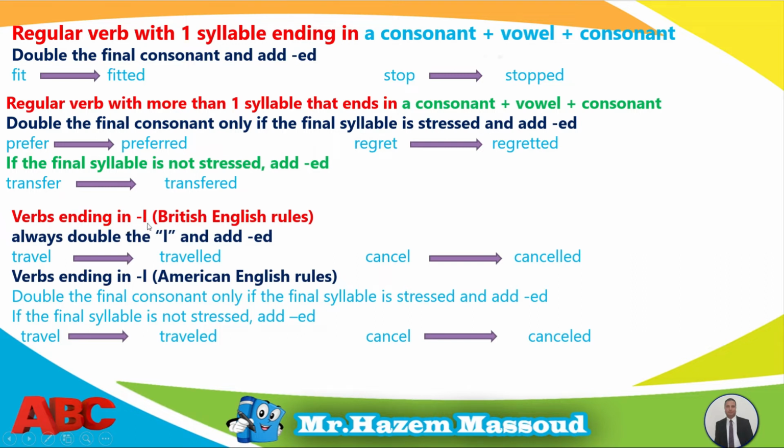Verbs ending in L. If the verb ends in the letter L, in British English rules, I always double the L and add ed. For example, travel, travelled, cancel, cancelled. And for verbs ending in the letter L in American English rules, I double the final consonant only if the final syllable is stressed, and add ed. And if the final syllable isn't stressed, I add only ed, like travel, traveled, cancel, canceled.